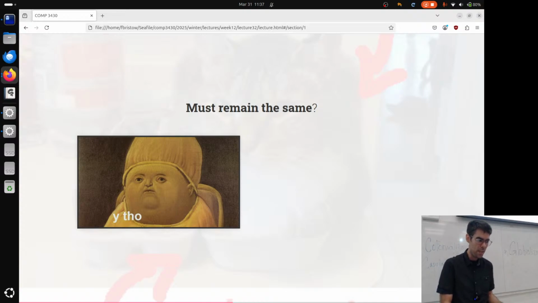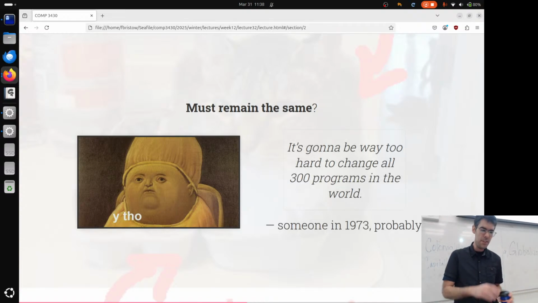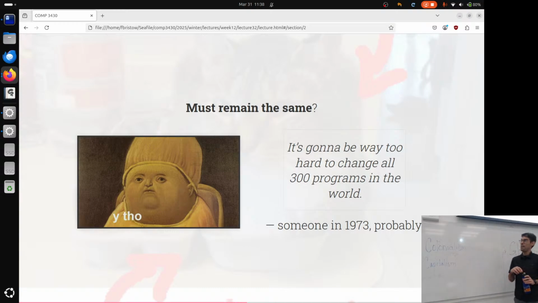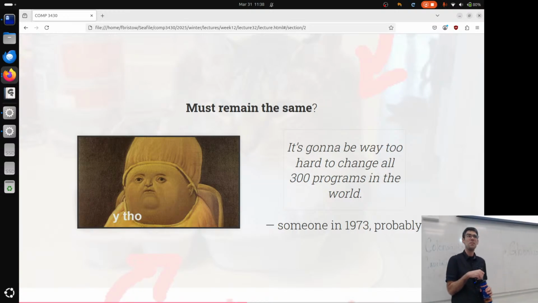Why does it have to remain the same? And this is really kind of, and you can not quote me on this at all, but I'm sure that someone somewhere effectively said, it's going to be too hard to change all 300 programs that are in existence right now. And so we have to live with this design forever. And now that we've gotten to the point where we're at right now, it's impossible to change it because we've got countless numbers of programs that rely on this.